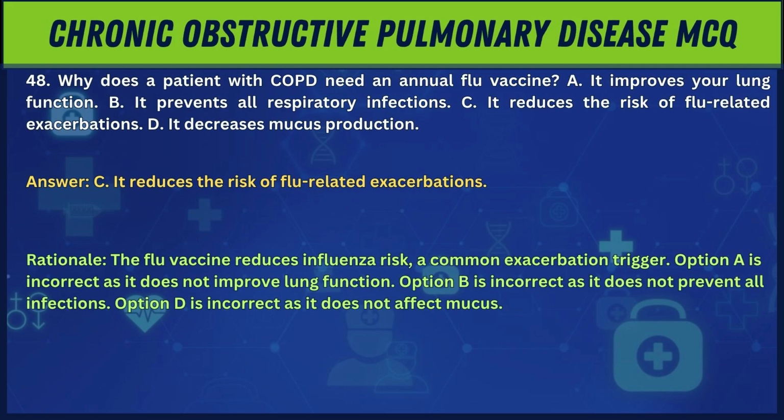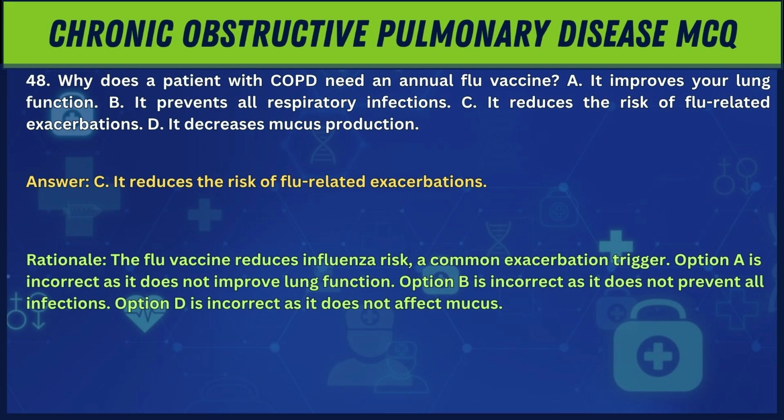48. Why does a patient with COPD need an annual flu vaccine? A. It improves your lung function. B. It prevents all respiratory infections. C. It reduces the risk of flu-related exacerbations. D. It decreases mucus production.